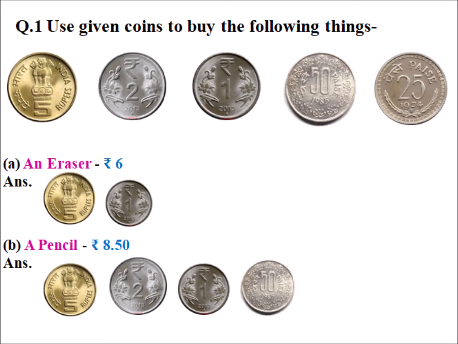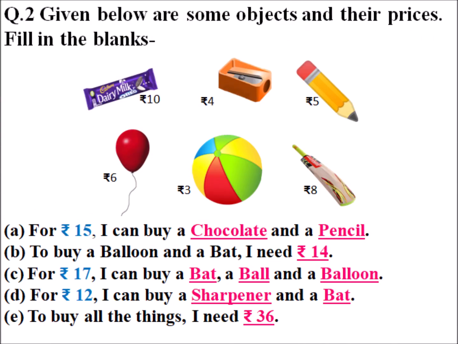Cost of a pencil is 8 rupees 50 paise. So to buy a pencil we need rupees 8 and 50 paise and we can use only given coins. So we will use one 5 rupee coin, one 2 rupee coin, one 1 rupee coin and 50 paise. Now come to the next question.